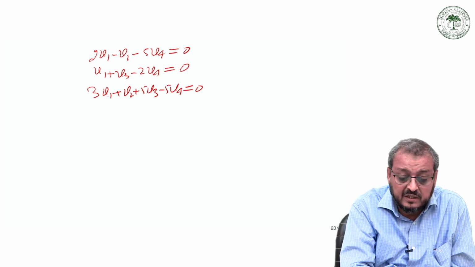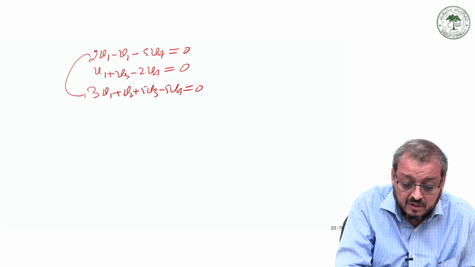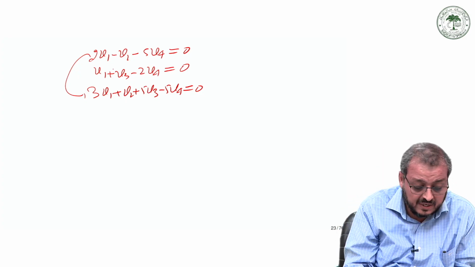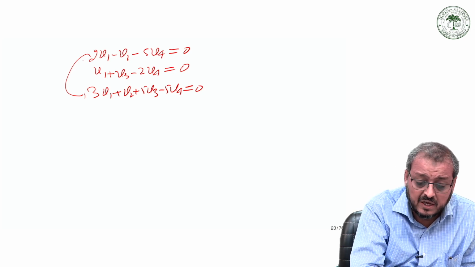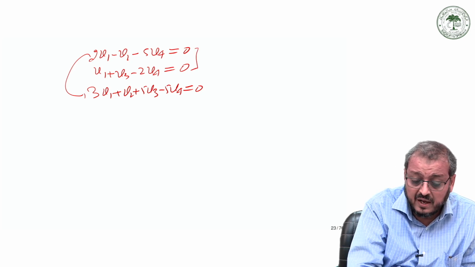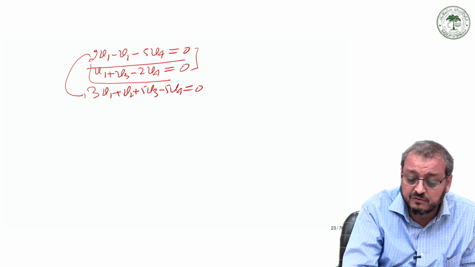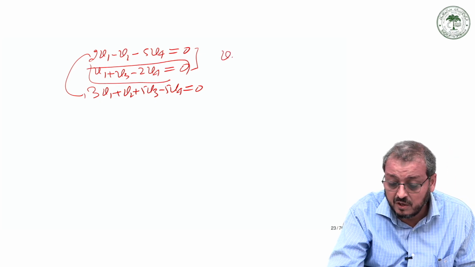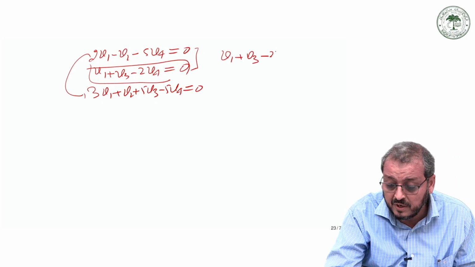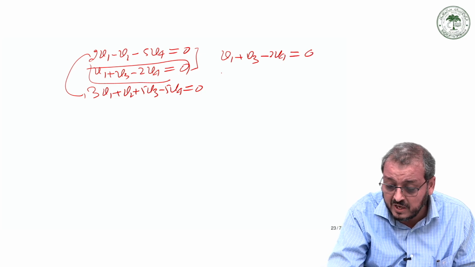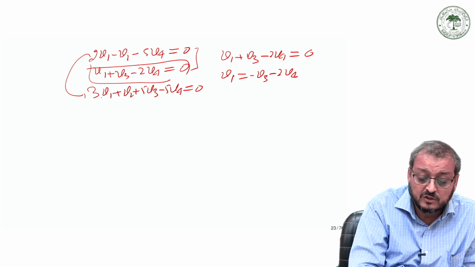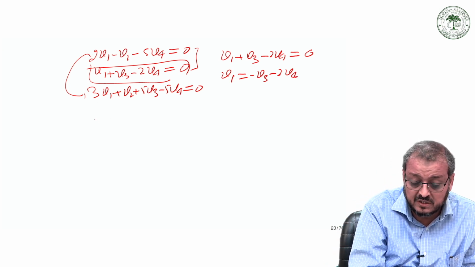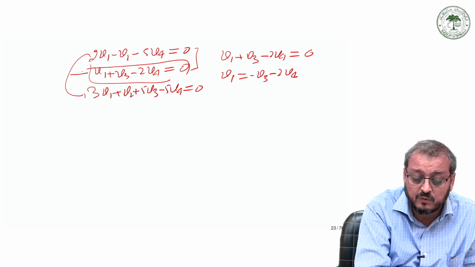Now we take any two of them and try to solve; let us solve the first two. One of the relations clearly is V1 plus V3 minus 2V4 is equal to 0, so V1 can be written in terms of V3 and V4, because it is a map from 4 to 3 dimensions. We multiply the second equation by 2.